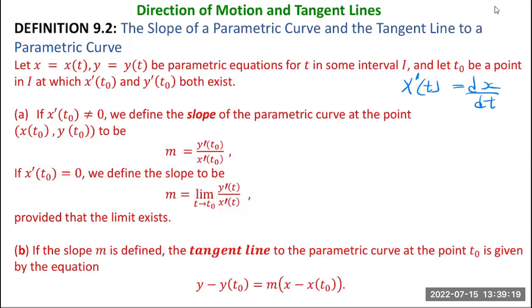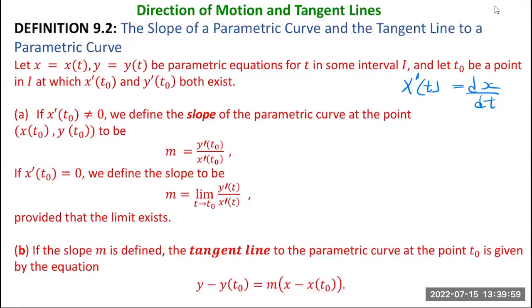And then here is the second part. If the slope m is defined, in either this equation or this equation, the tangent line to the parametric curve at the point t naught is given by the equation y minus y of t naught is equal to m times x minus x of t naught. This is an equation that you are familiar with, right? Given the slope and the point, you know how to find the equation of a straight line. This is exactly what it is about. So y minus the known y point is equal to m, the slope, times x minus the known x point.